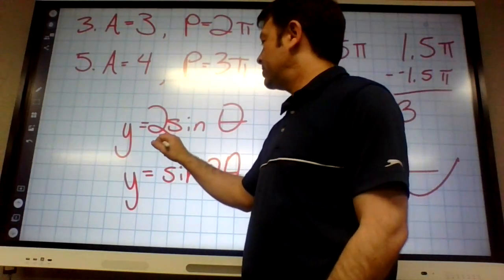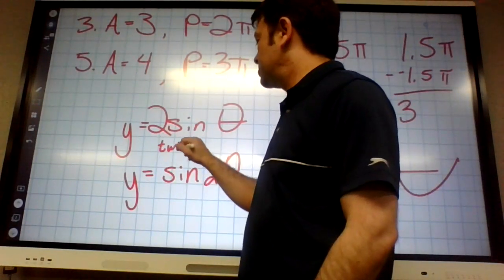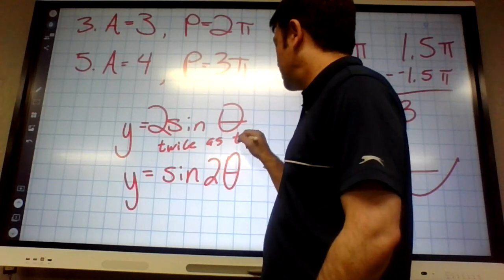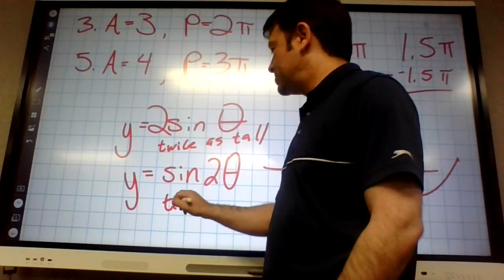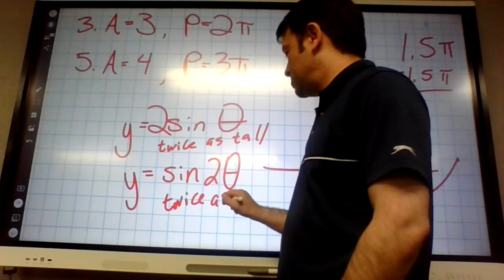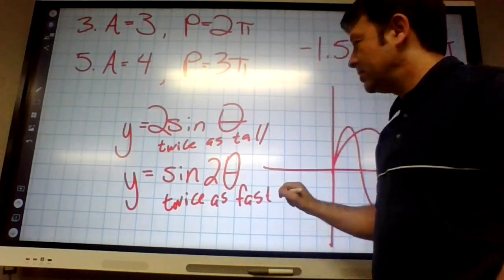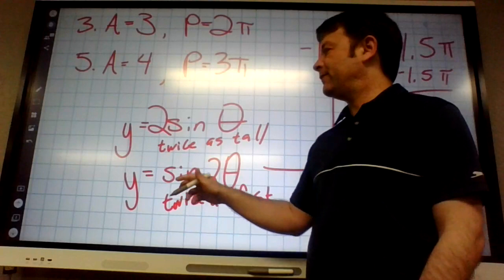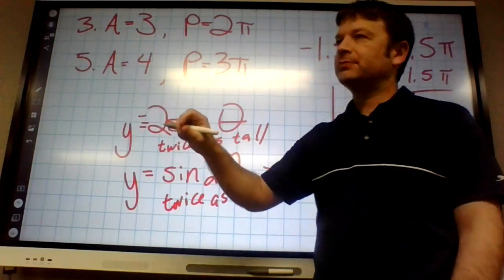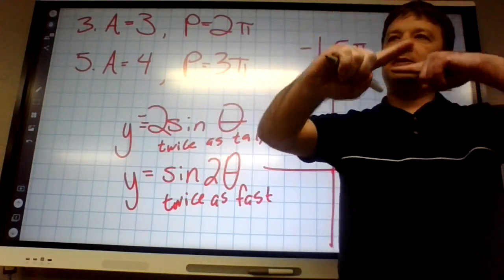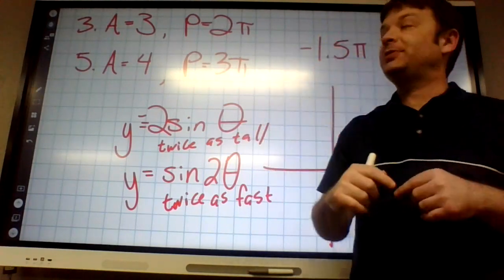Okay, anyway, this is twice as tall. So if it goes to negative 2. This is twice as fast. Okay, what if I put a negative out in front? What do you think would happen? It's a vertical flip. Everything's upside down.